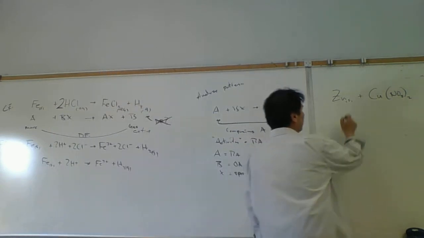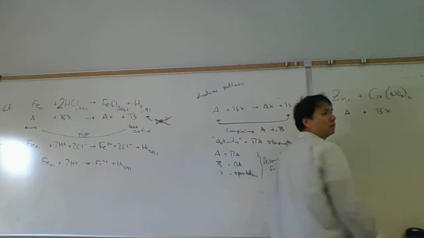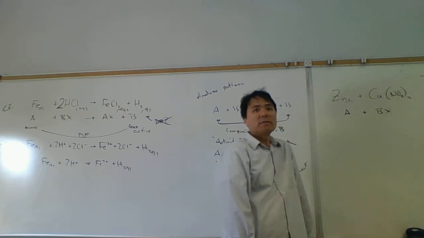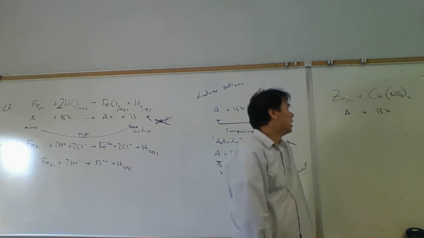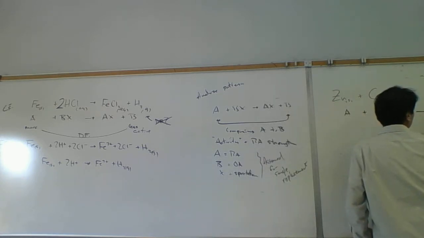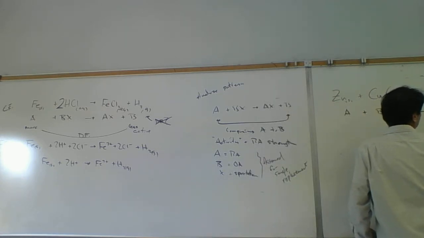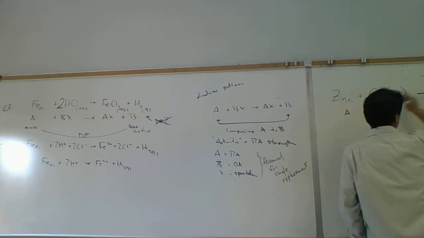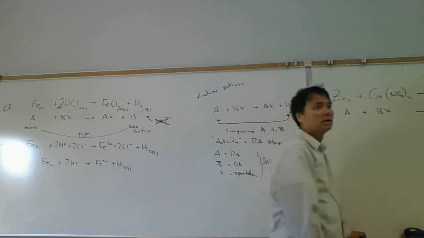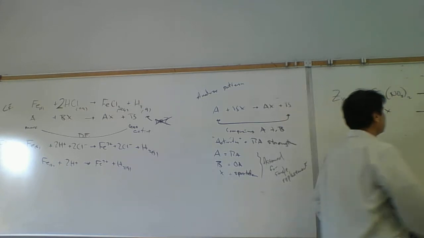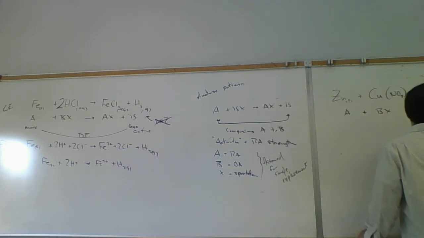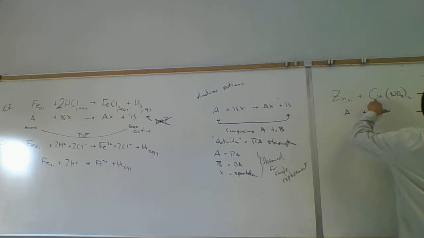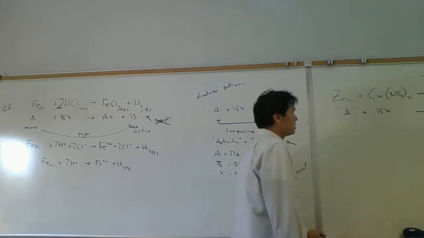So again, this looks like a single replacement: A plus BX yields AX plus B. And so what do we form? We form zinc nitrate. What's the charge on zinc? Plus 2, so same as copper. So it's going to be Zn(NO3)2 and B, which is this copper alone. Copper alone is copper metal, no charge.